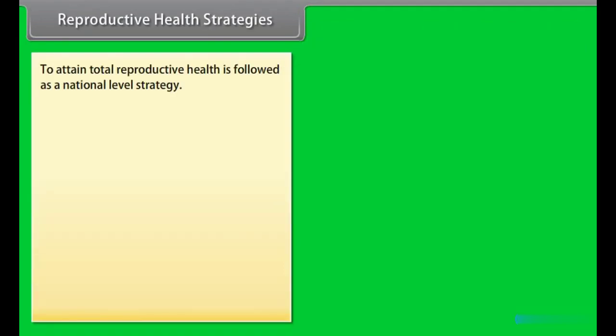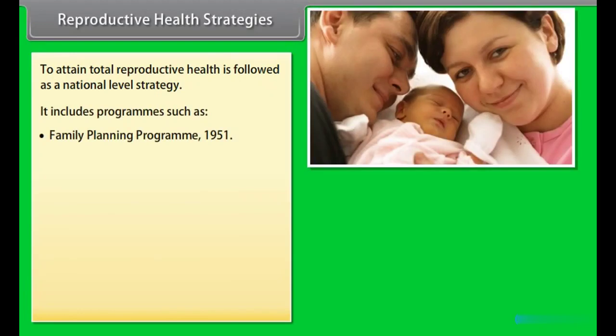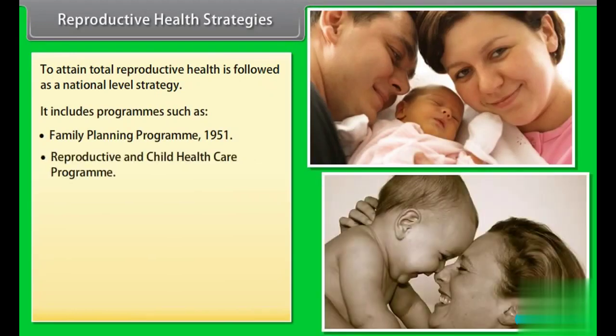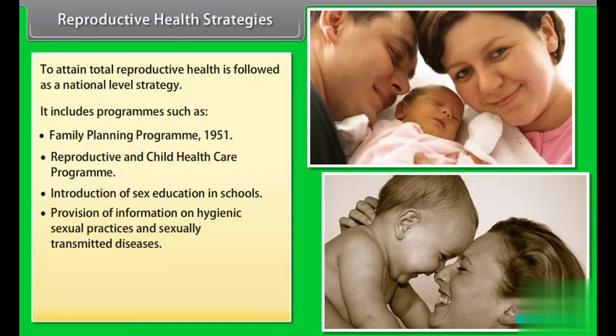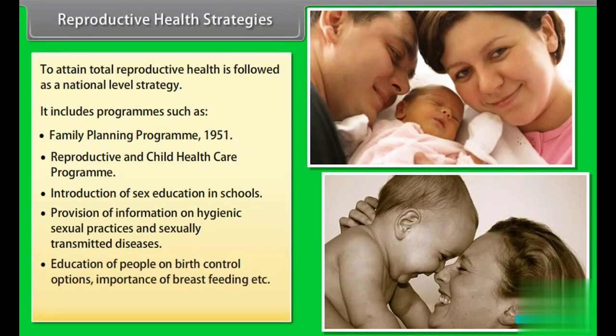Reproductive health strategies. To attain total reproductive health, national level strategies are followed. It includes programs such as the Family Planning Program of 1951, the Reproductive and Child Health Care Program, introduction of sex education in schools, provision of information on hygienic sexual practices and sexually transmitted diseases, education of people on birth control options, importance of breastfeeding, etc. Statutory ban on amniocentesis.